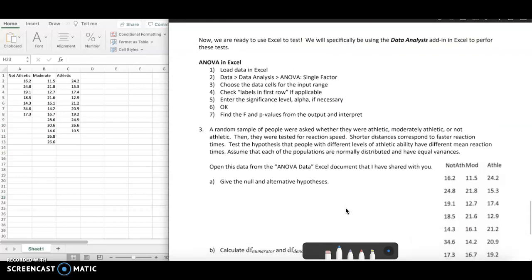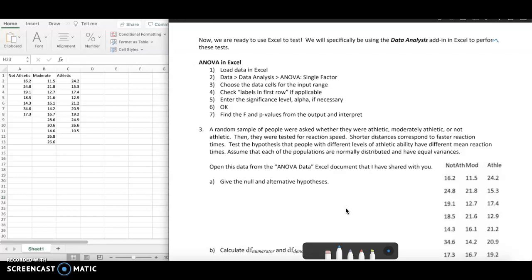Okay, at this time we have now all of the information to actually use Excel to perform a whole test. And we will be using that data analysis add-in again in order to perform these tests. So here's your ANOVA Excel commands. You're going to load your data. You're going to go to Data, Data Analysis, and there's something called ANOVA Single Factor.